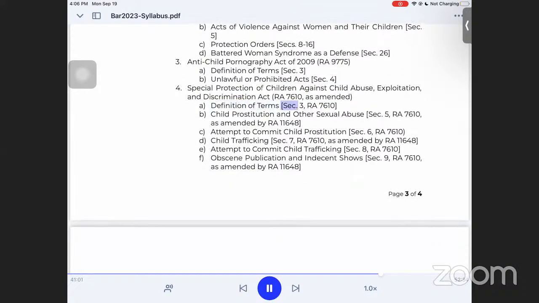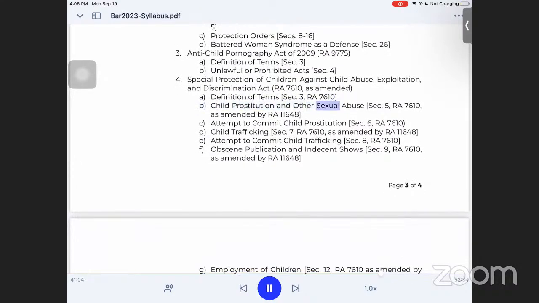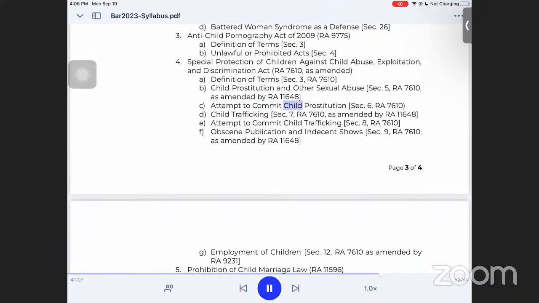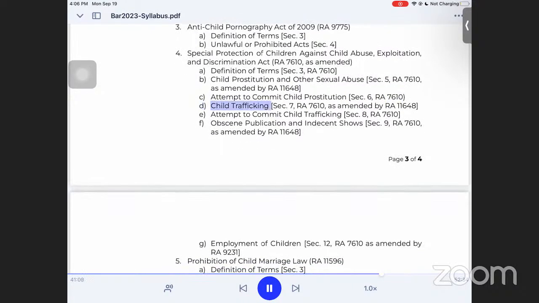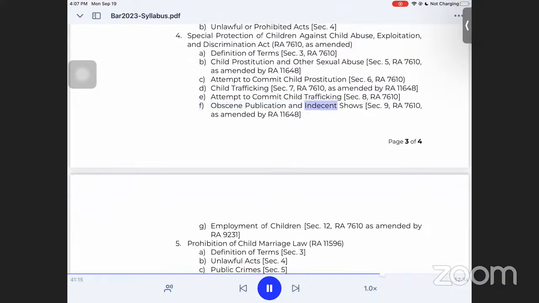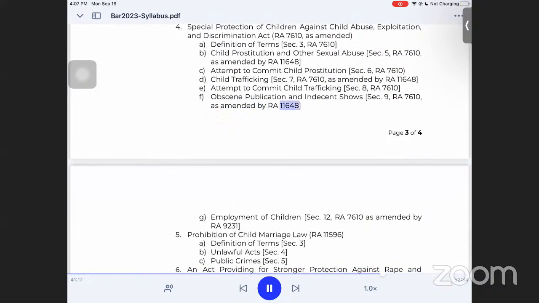4. Special Protection of Children Against Child Abuse, Exploitation, and Discrimination Act, RA 7610, as amended. A. Definition of Terms, Sec. 3, RA 7610. B. Child Prostitution and Other Sexual Abuse, Sec. 5, RA 7610, as amended by RA 11648. C. Attempt to commit child prostitution, Sec. 6, RA 7610. D. Child trafficking, Sec. 7, RA 7610, as amended by RA 11648. E. Attempt to commit child trafficking, Sec. 8, RA 7610. F. Obscene publication and indecent shows, Sec. 9, RA 7610, as amended by RA 11648.